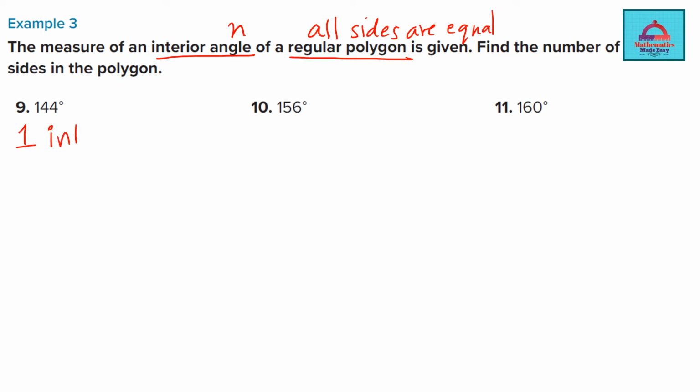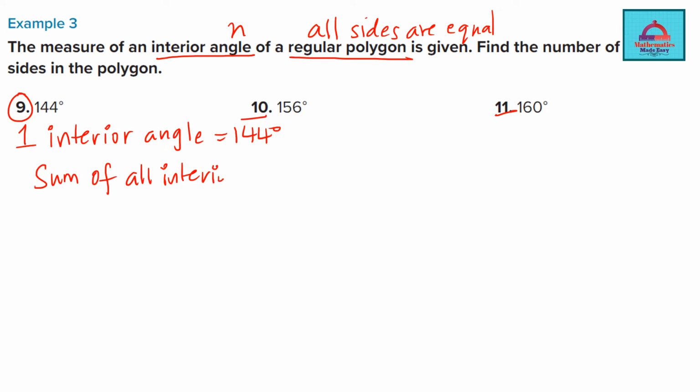So for one interior angle, the measure is 144. We are doing question 9 here. Similarly, you will do 10 and 11 yourself. So if there are a total of n interior angles, the sum of all interior angles, you know the formula, is n minus 2 times 180. N is what we need to find here. We need to find the value of n. That's what we don't know.